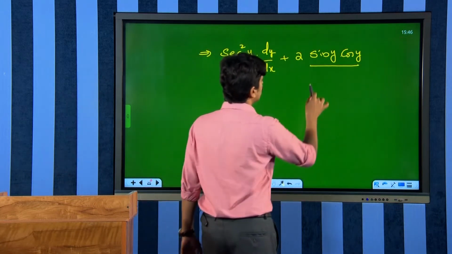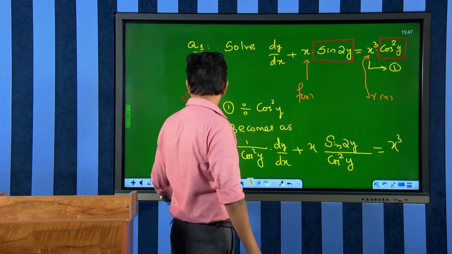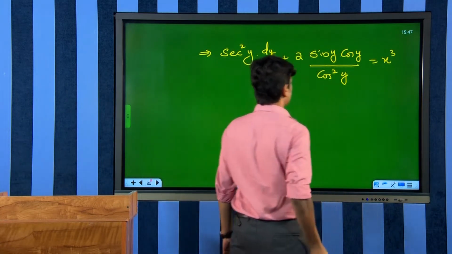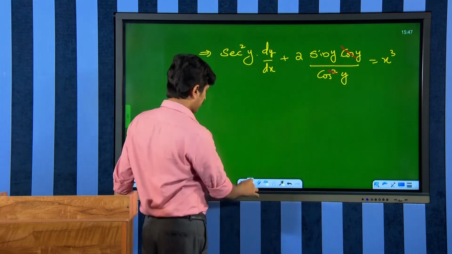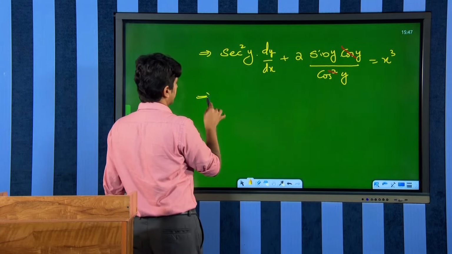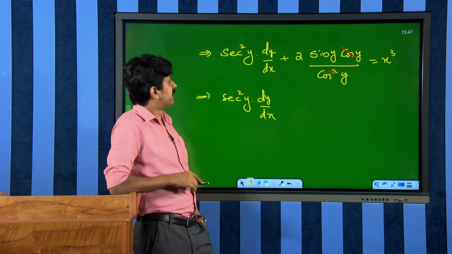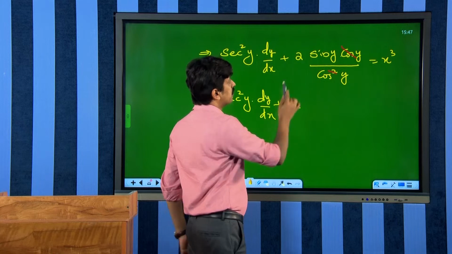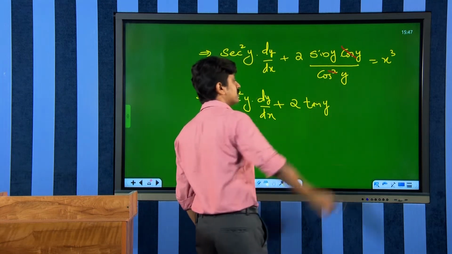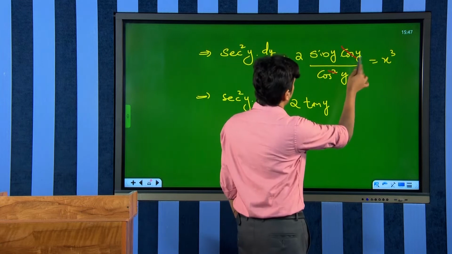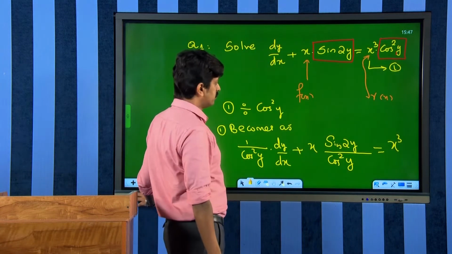Okay. Therefore, this is equal to, here we have cos square y. In the RHS, the x cube only remains there. See, dear students, we have 1 cos y and 1 cos y we can cancel. Finally, we will have sec square y into dy by dx plus 2 into sin y divided by cos y. Sin y divided by cos y, we can write that as tan y. And finally, it is equal to x cube. This is equation number 2.